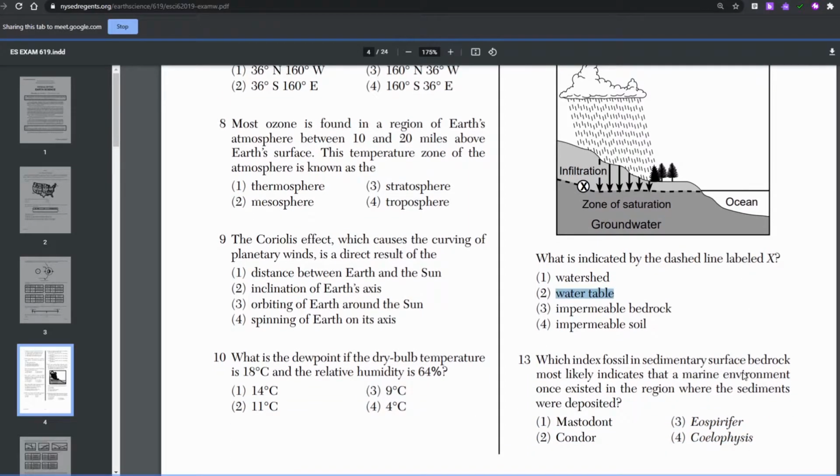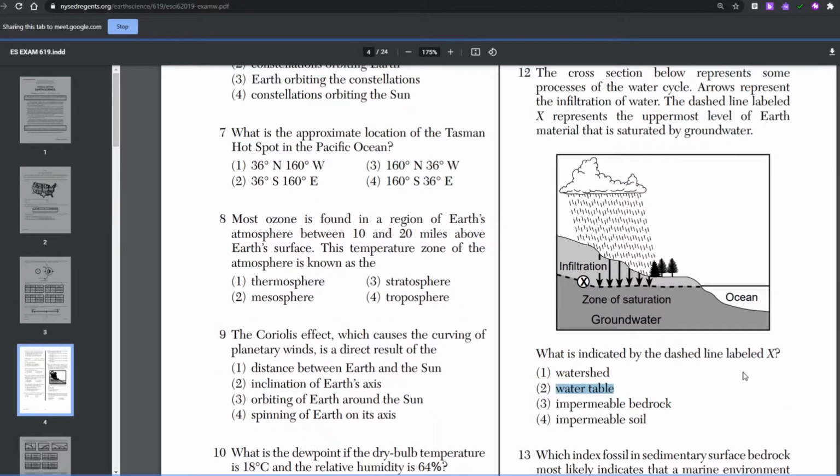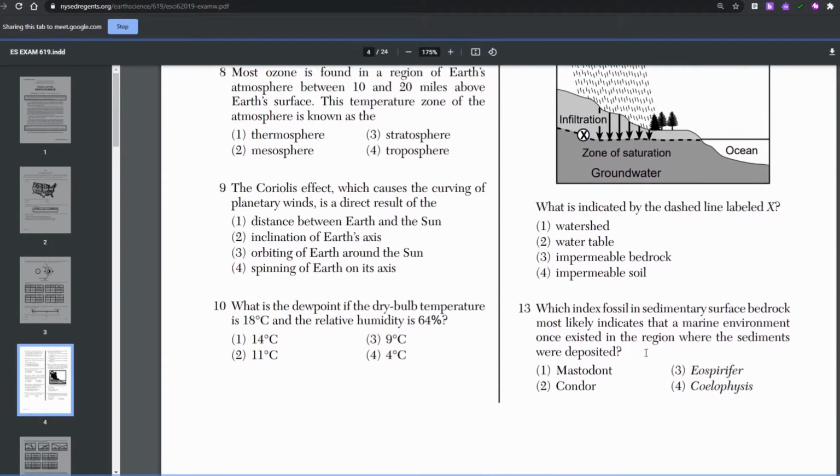Yeah. So a watershed is the entire area that is causing the water to dump out into the ocean. So this line right here, if they were referencing that, then yeah, we would call that the watershed. But because right here we're talking about that line, it would be the water table.